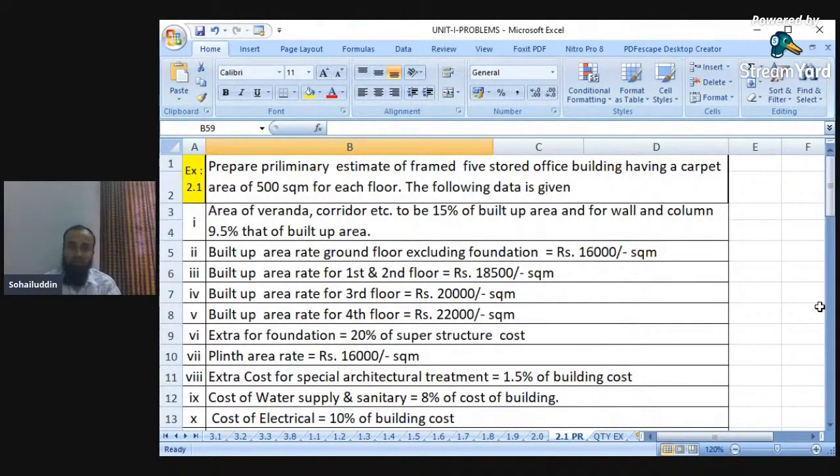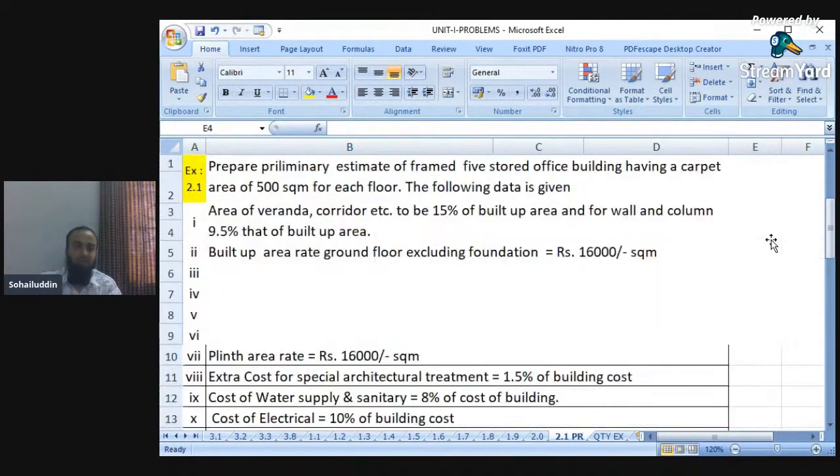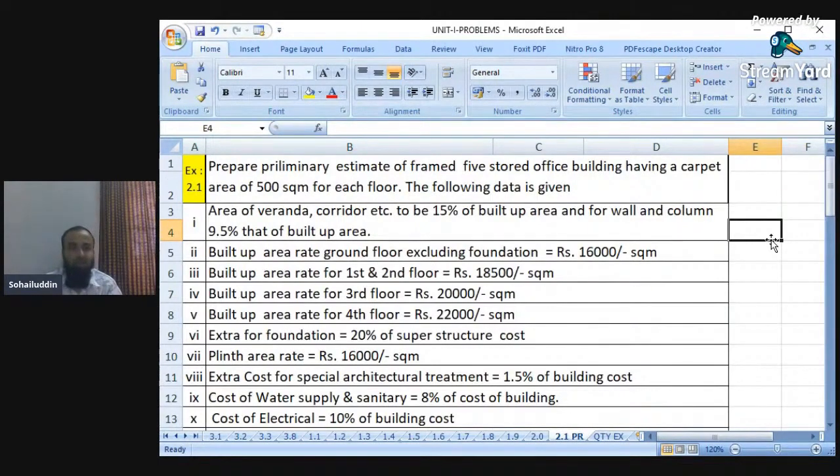Next, the following data is given. Same heads are given. There are serial numbers, 10 or somewhat more. The area of veranda, as usual, 15% is taken up by the veranda, whereas 9.5% has been taken by wall and column. Built-up area rate, again same, excluding foundations, only for ground floor, excluding foundation, is given. In the last problem it was 15,000; here it is 16,000.